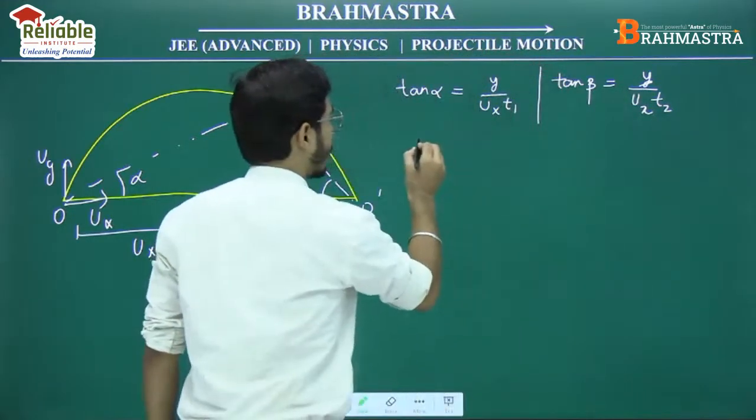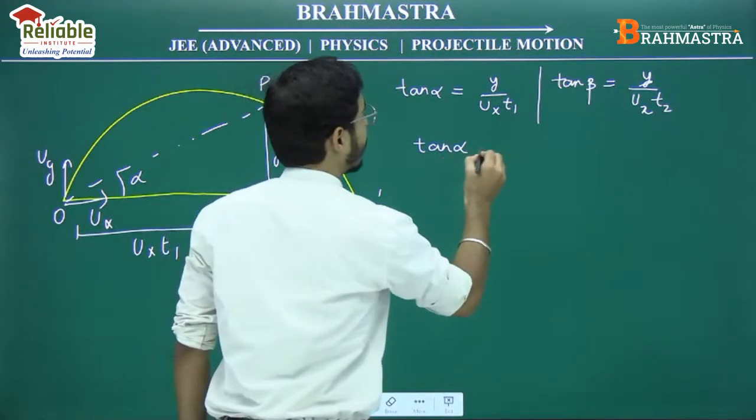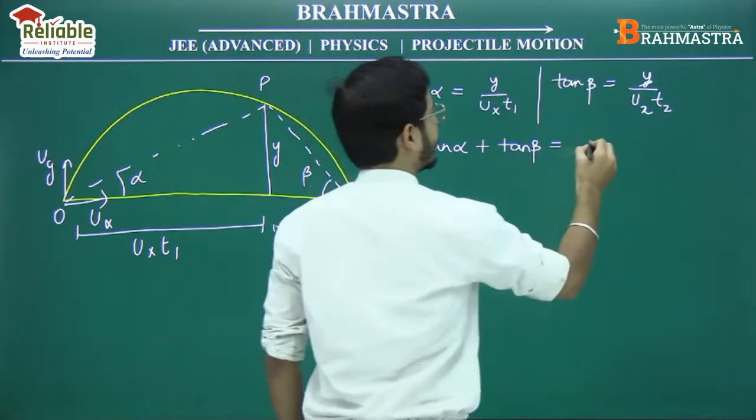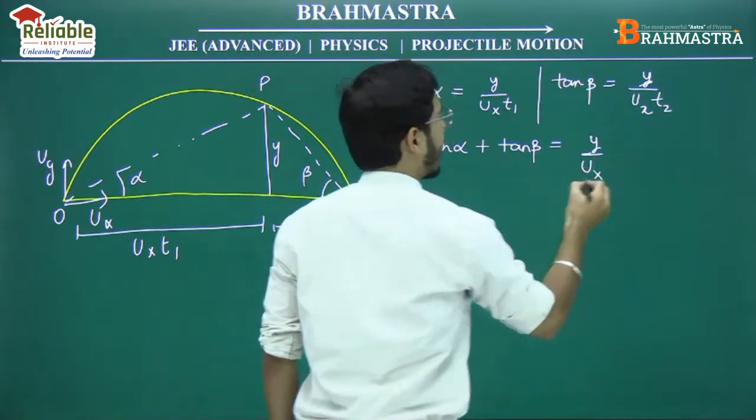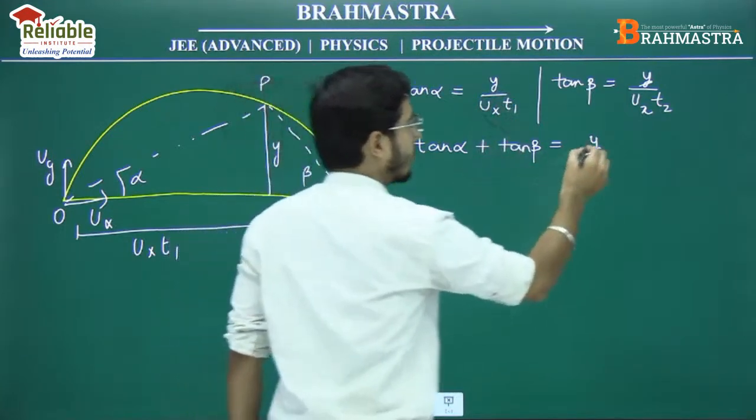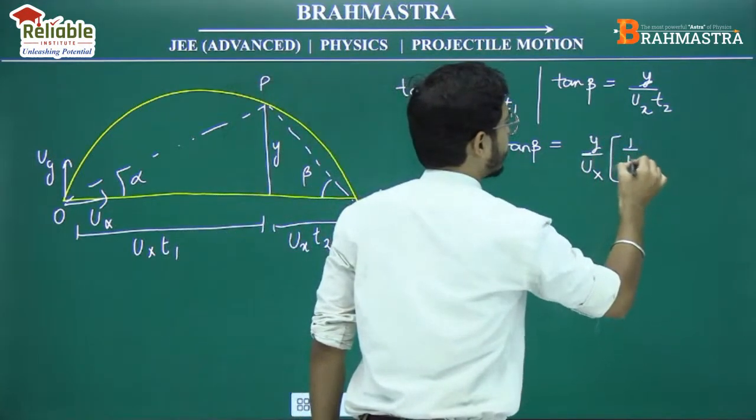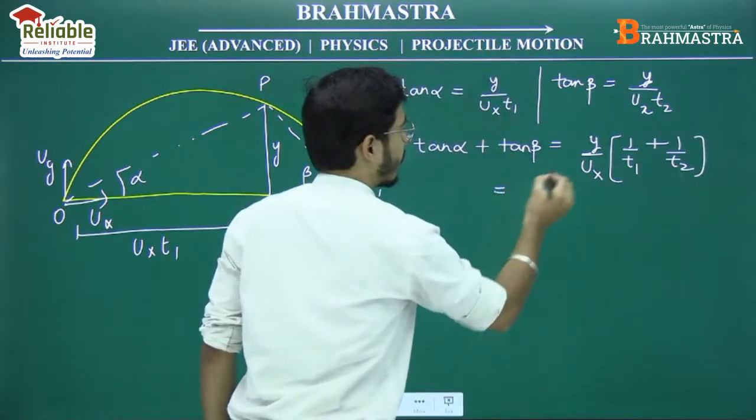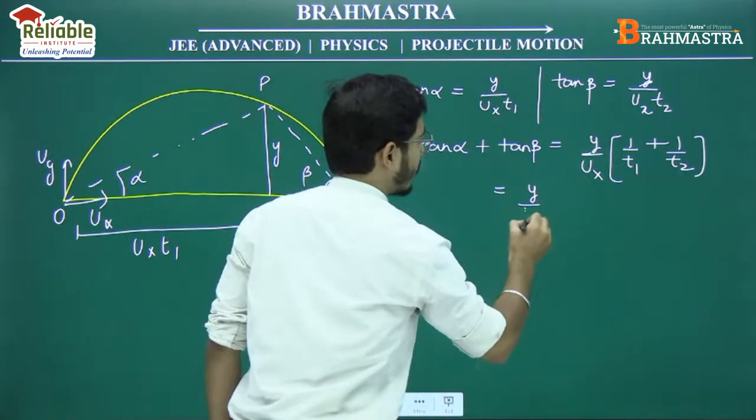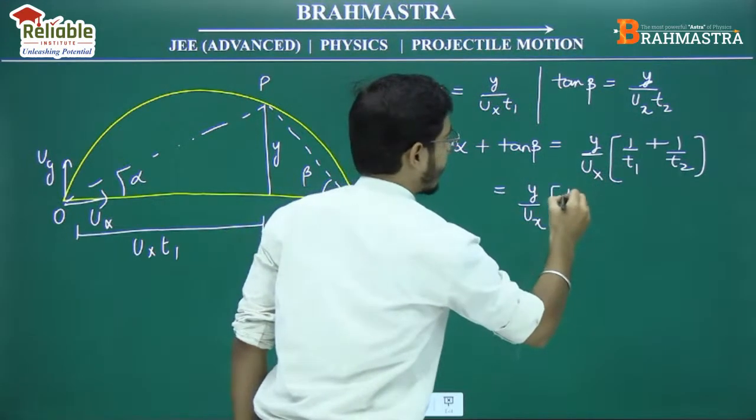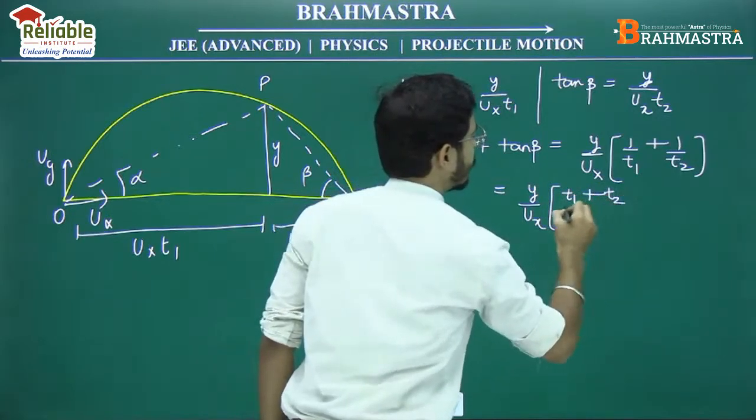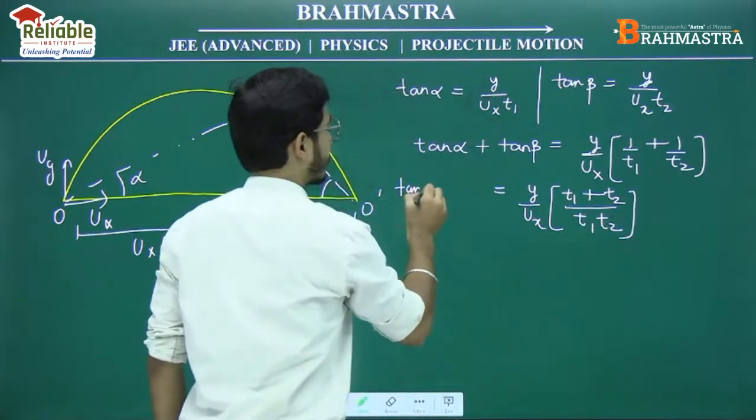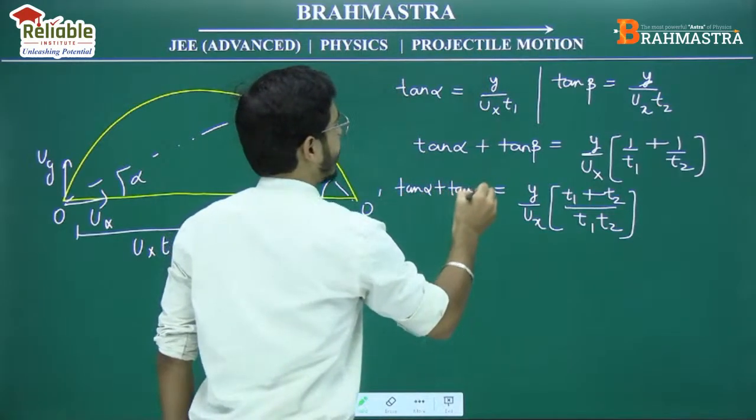Now let's add these two quantities. Tan alpha plus tan beta comes out as y over ux, taking y over ux as common. So what we are getting is 1 over t1 plus 1 over t2. Good to go. Okay, let's rearrange this: y over ux, and I'm taking the LCM. This is (t1 plus t2) divided by t1 t2. Okay, nice. This is tan alpha plus tan beta.